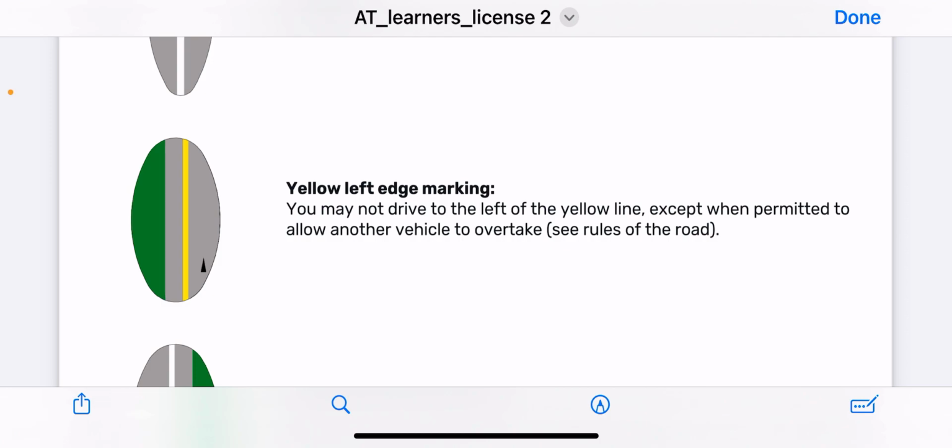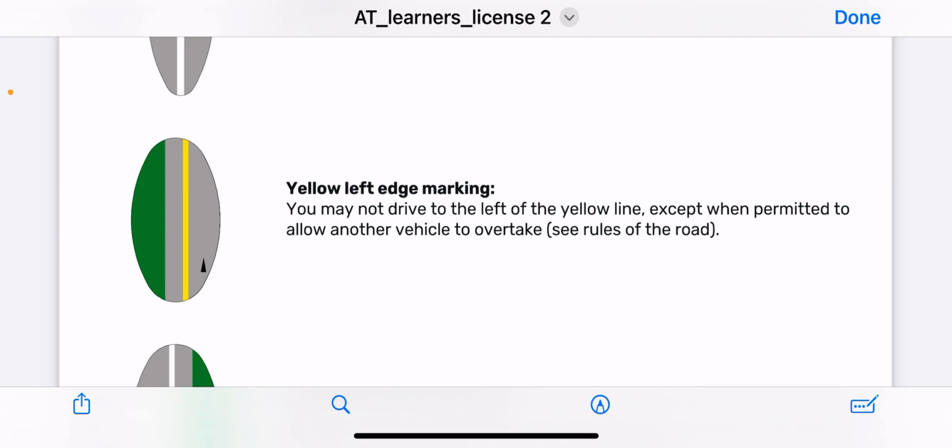And then you have the yellow left edge marking. You know the yellow line. And you must know the rules with regards to the yellow line. Yellow left edge: you may not drive to the left of the yellow line except when permitted to allow another vehicle to overtake.